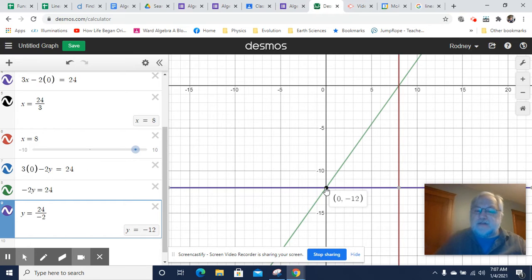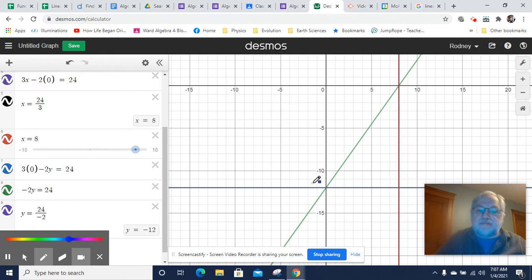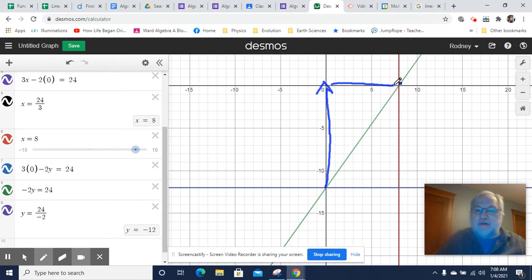And we can find the slope from these 2 points, of course. We've got a point at (0, negative 12) and (8, 0). Well, if I did a rise here from this point up, and then a run here, the rise from negative 12 to 0 is just going to be 12. That's plus 12.